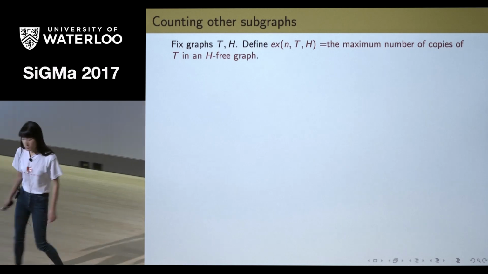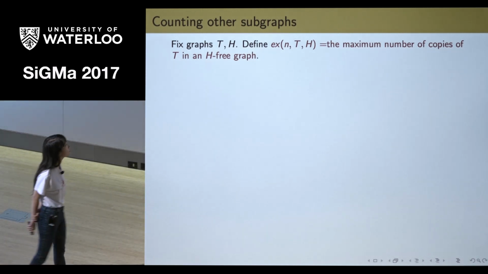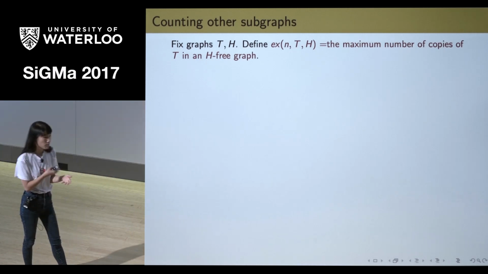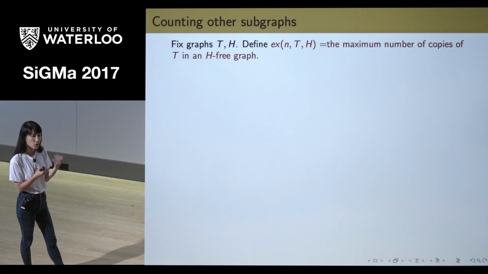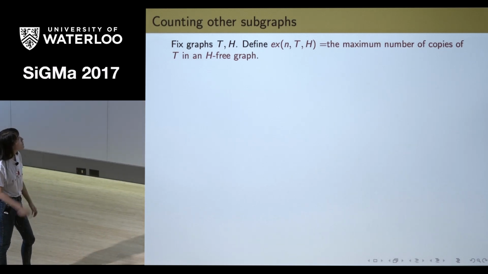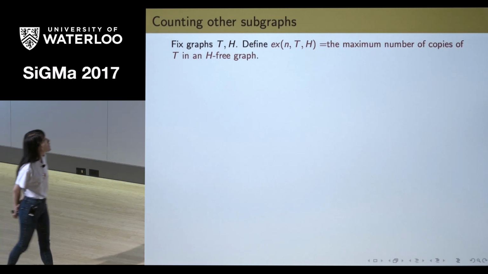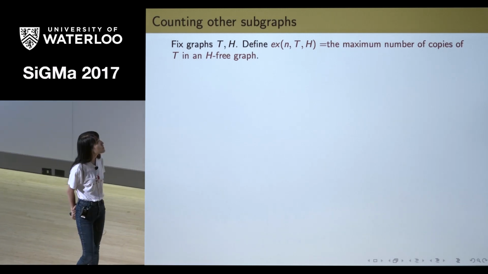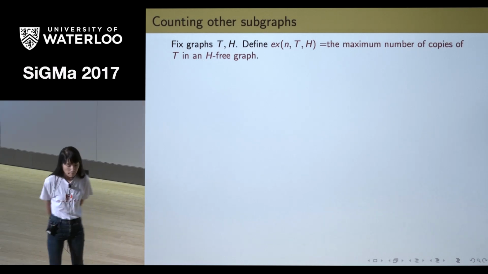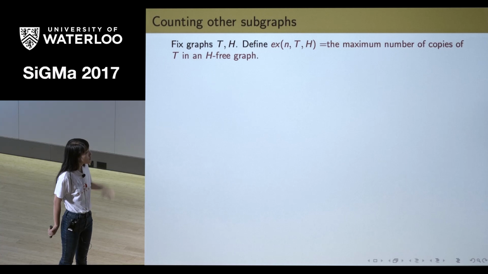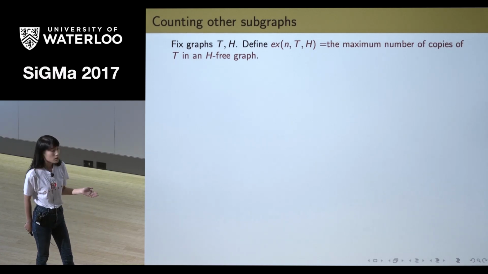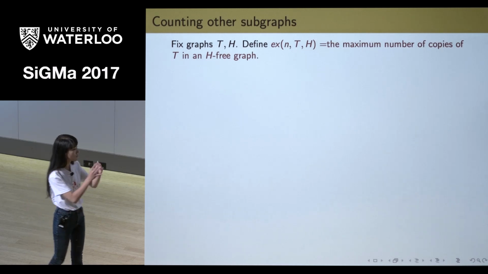Okay, so something that has become popular lately is, we forbid some graph, and instead of just counting the number of edges, we count the number of, say, triangles, cliques, cycles, or some other subgraphs. So, fix two graphs, T and H. Let's define this function ex(n, T, H) to be the maximum number of copies of T in an H-free graph. Here, different from the other talks earlier, we don't care if T is induced or not. Same for H, so just some copy.